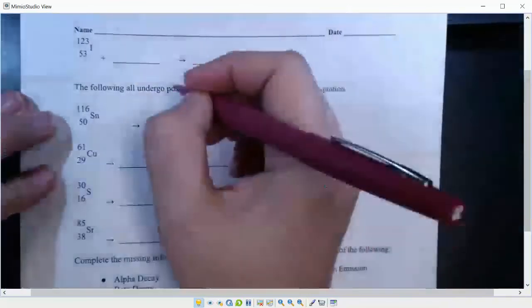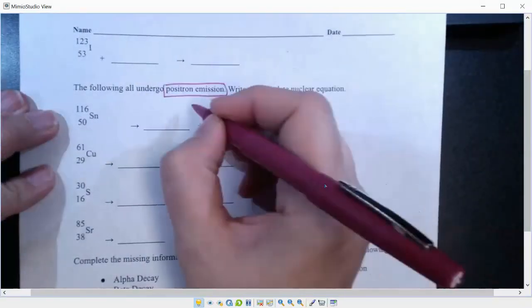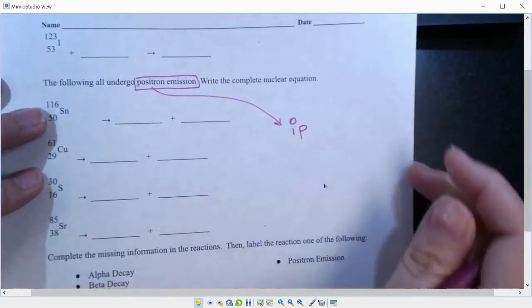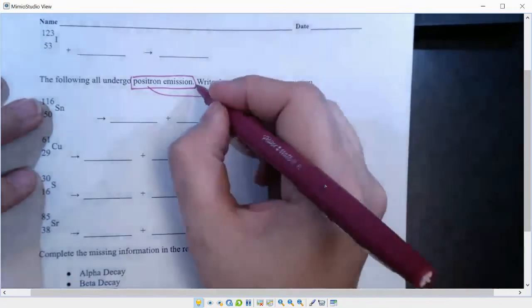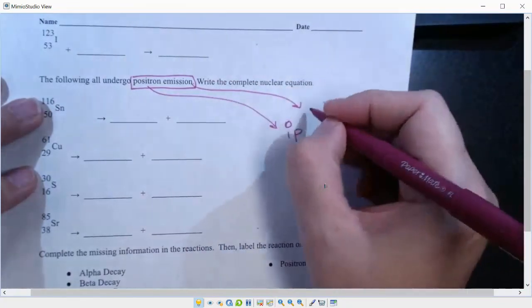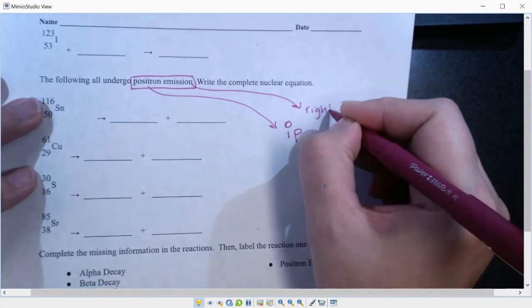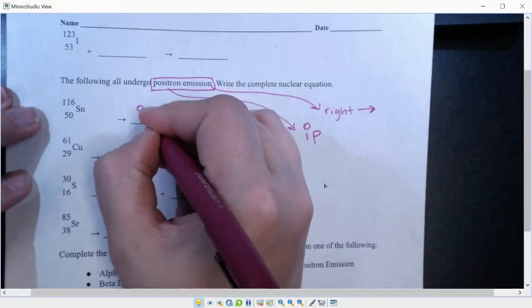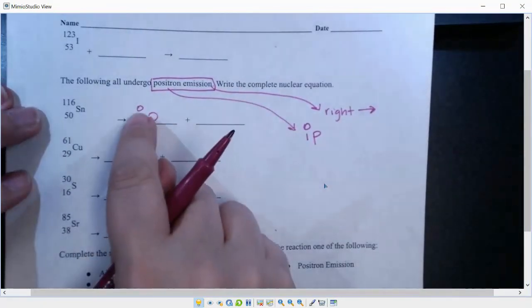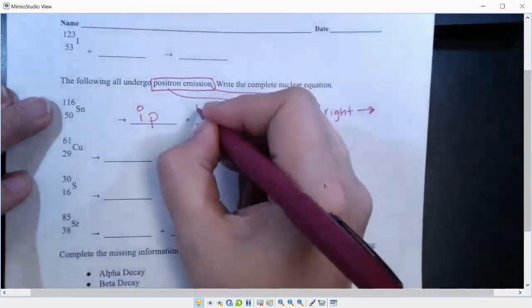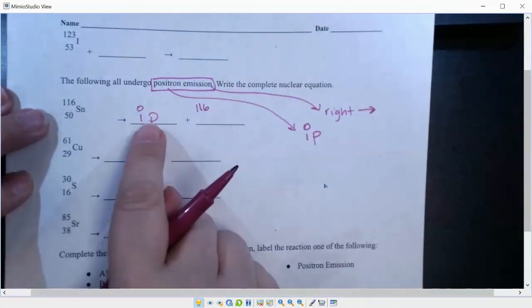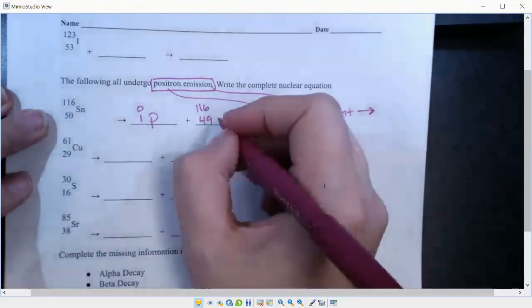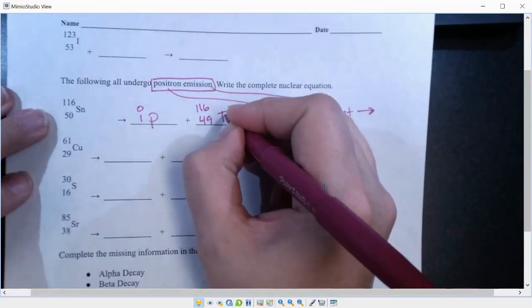We could also do something called positron emission. So again, a positron was 0 over 1 p. That was one of the last things we defined. Emission means it's being released, or it's on the right of the arrow. So we put a positron on the right, and then we add our numbers up. 0 plus 116 equals 116. 1 plus 49 equals 50. And then element 49 is indium, In.